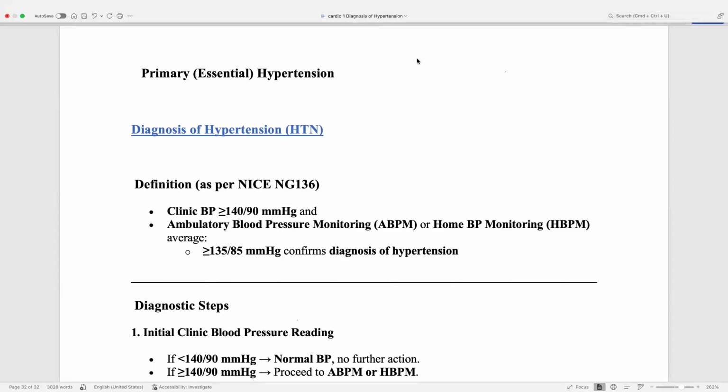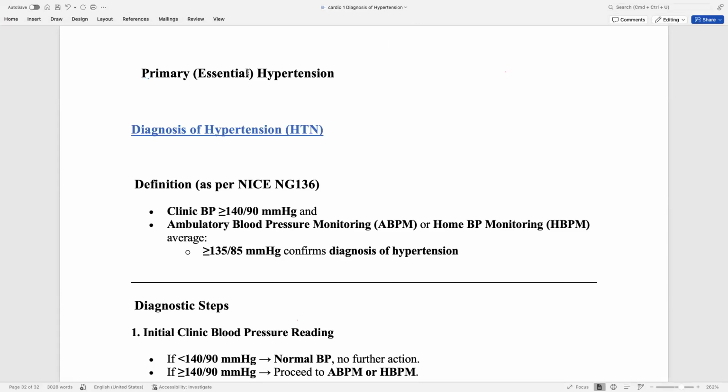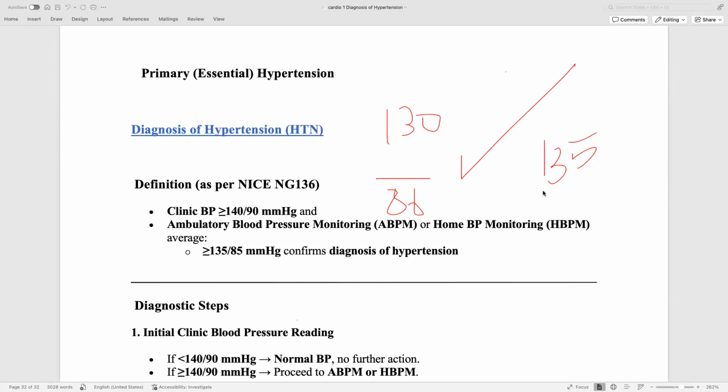So, for example, a patient came to us with a blood pressure of 140/90 in the clinic. We advised him to confirm the diagnosis and to measure it by ambulatory device. And we took the average of the readings over the whole day. And it is 130 over 86, hypertension. 135 over 80, hypertension.